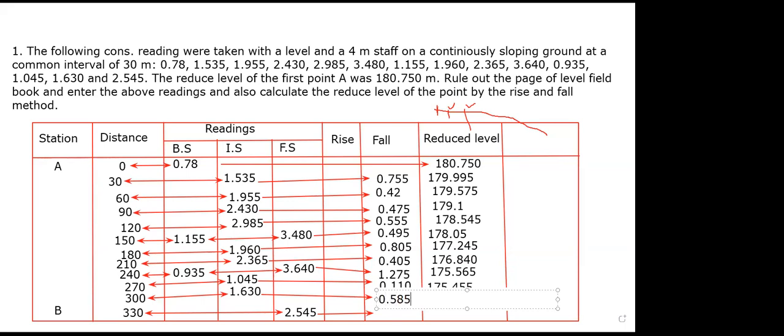Next value of fall 0.585. Okay, the reduced level value 174.870. Okay, and last value of fall, that means 1.5915, and the reduced level 173.955.